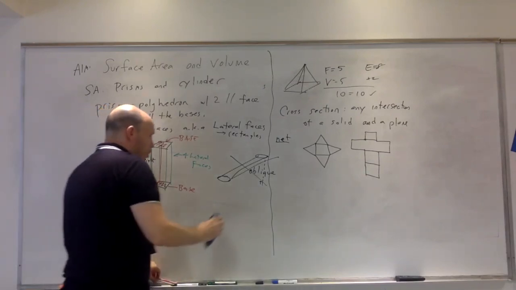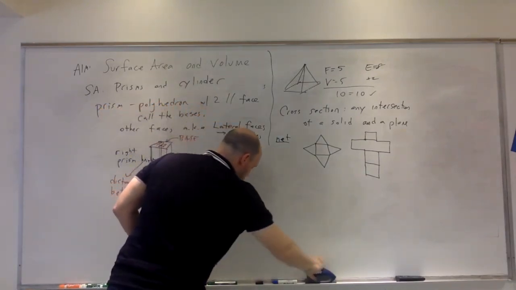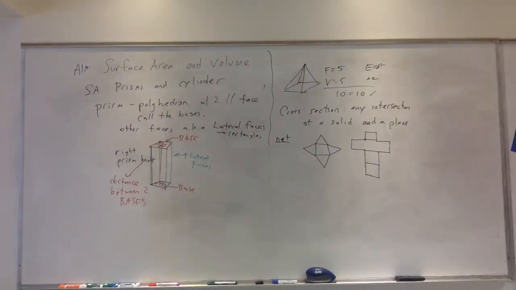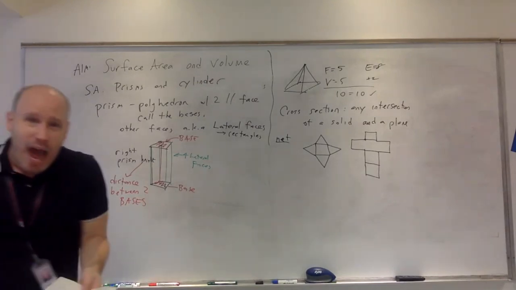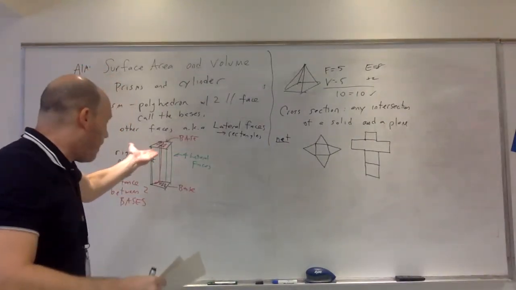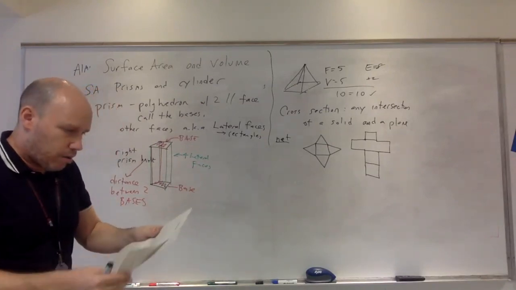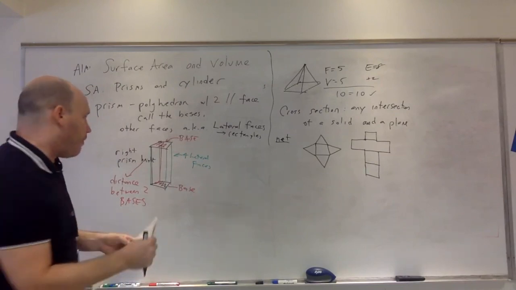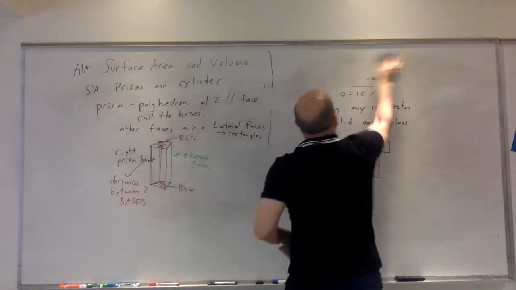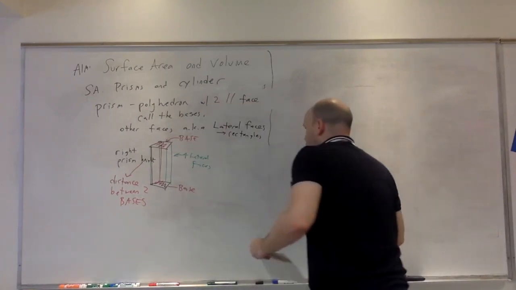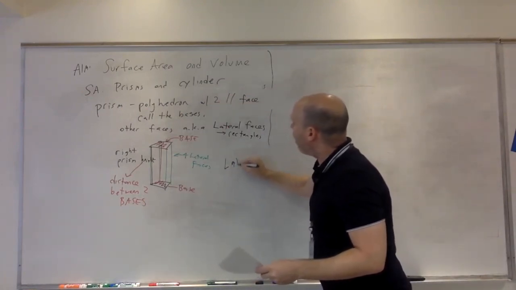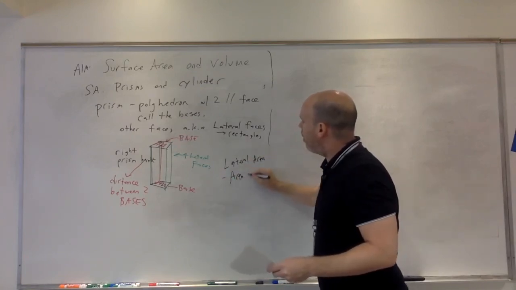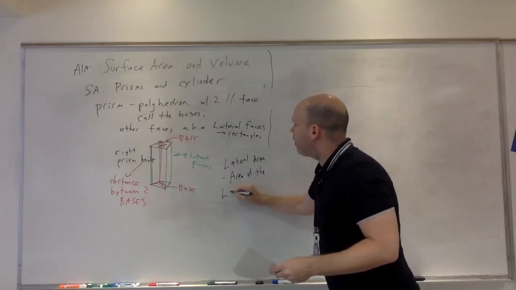Okay, let's continue. The first thing we want to talk about is the surface area. The question is, how much paper do I need to make this thing? So let's define some terms. First of all, the lateral area is the area of the lateral faces.